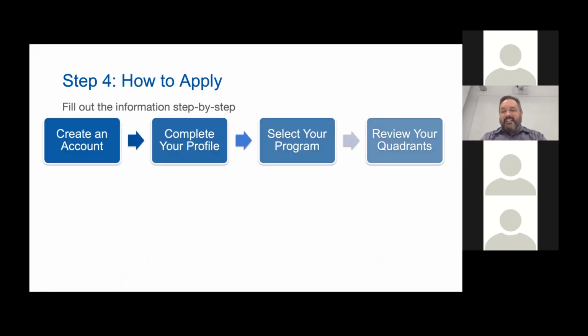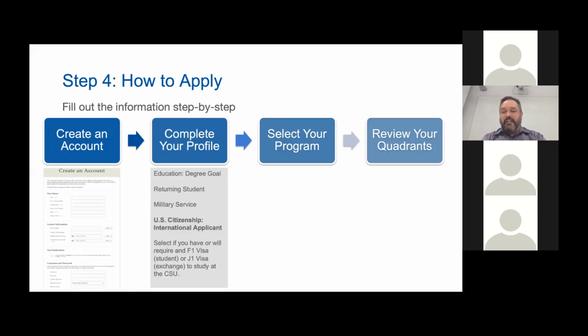So basically, this is a step-by-step process. Create the account, complete your profile. That's where you're going to put in the type of degree you're seeking, bachelor's or master's, and what type of student you are. If you're an international student, you'll select that. Then you're going to select your program.